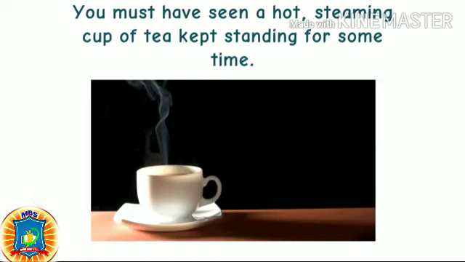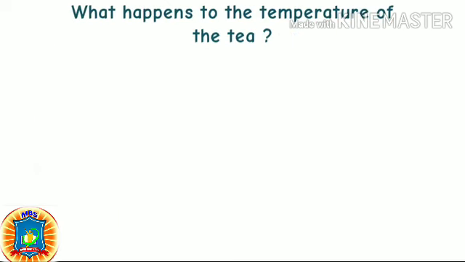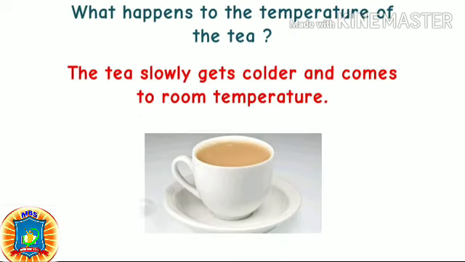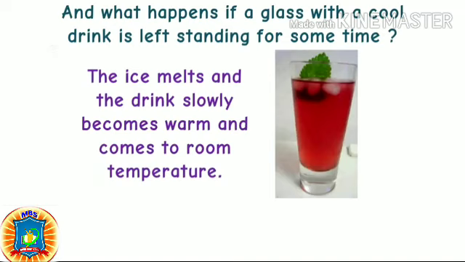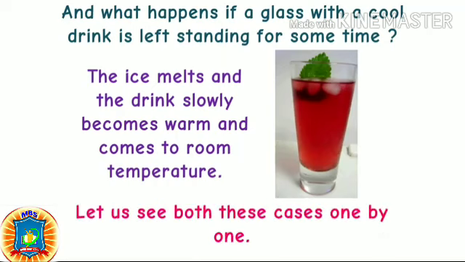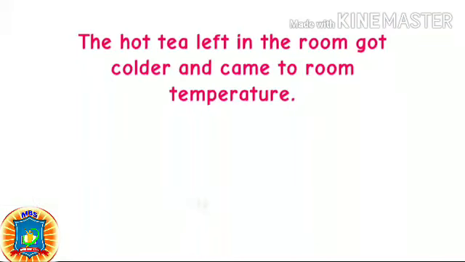You must have seen a hot steaming tea kept standing for some time. What happens to the temperature of the tea? The tea slowly gets colder and comes to room temperature. And what happens if a glass with a cold drink is left standing for some time? The ice melts and the drink slowly becomes warm and comes to room temperature. Let's see both these cases one by one.